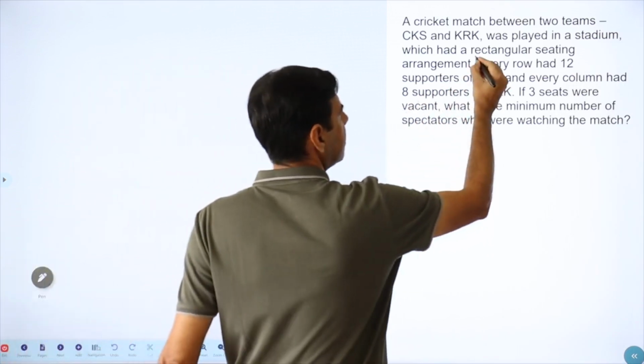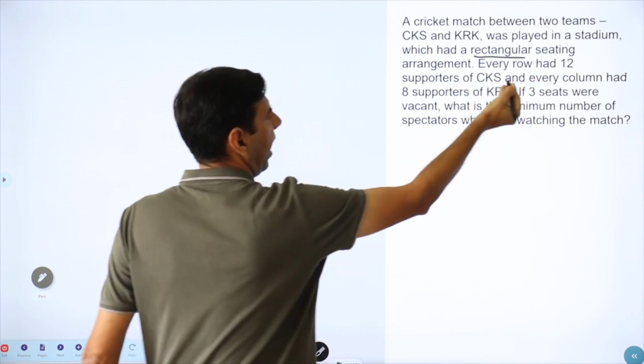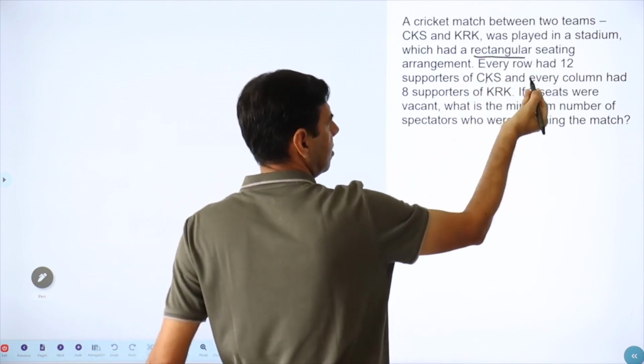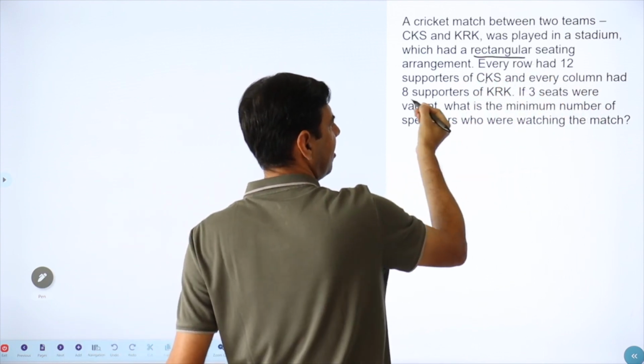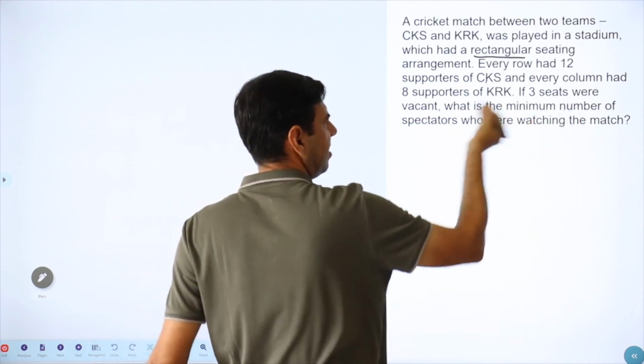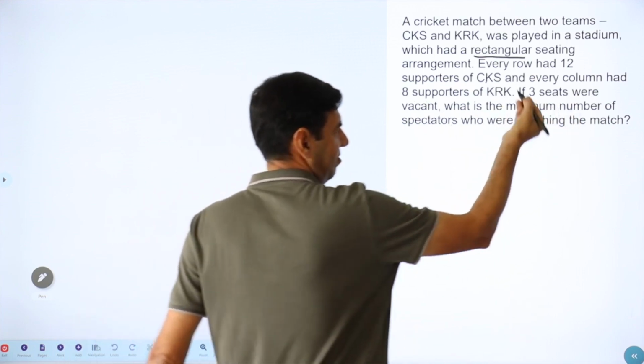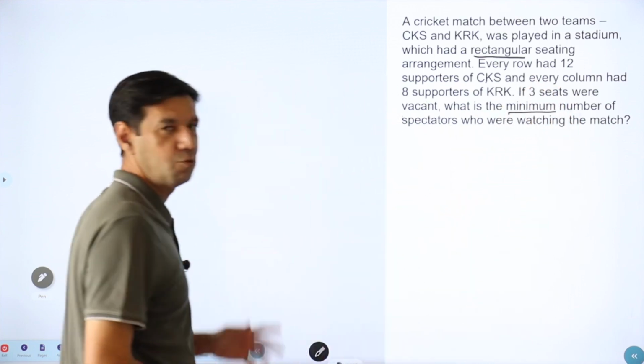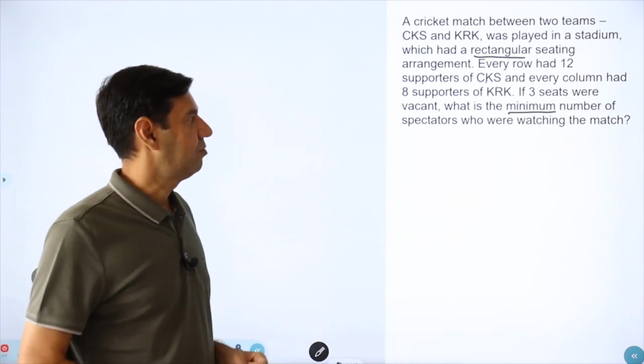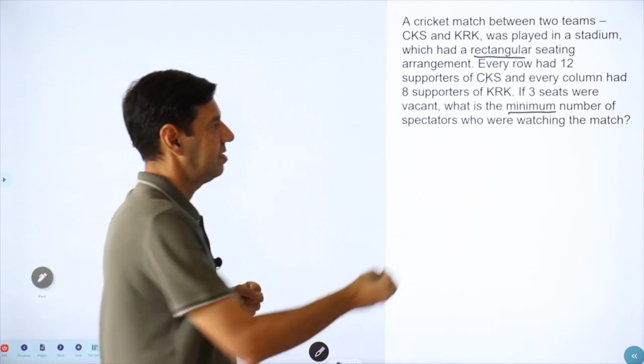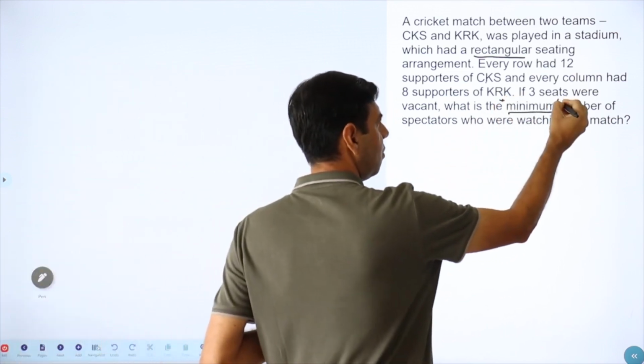A very interesting question. There is a rectangular seating arrangement and every row has 12 supporters of CKS. Every column has 8 supporters, and 3 seats are vacant. What is the minimum number? So it's a little googly type of a question. We could not figure out what topic it is. There's something like a minimum also.